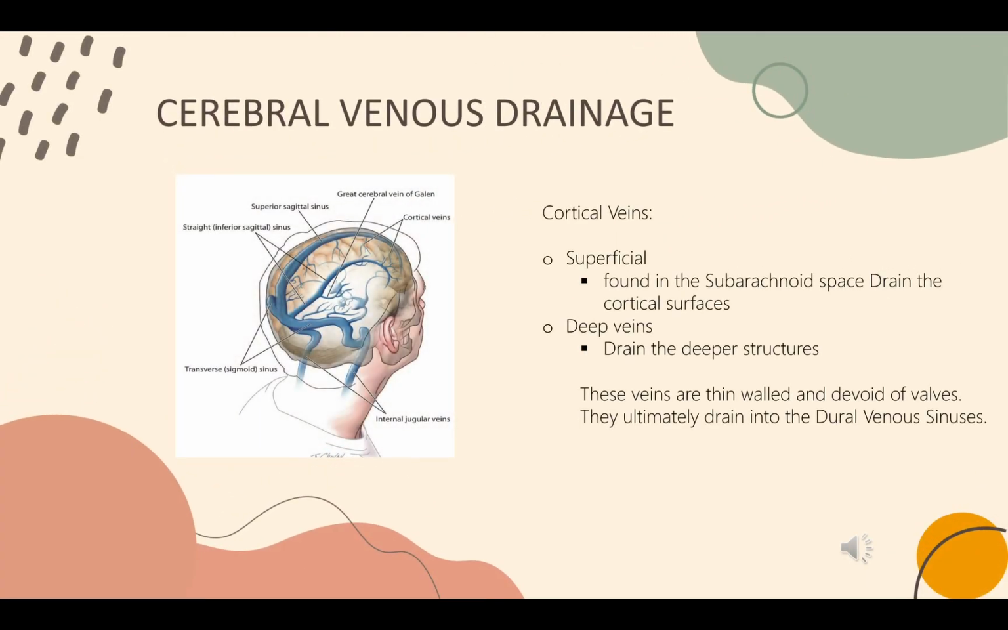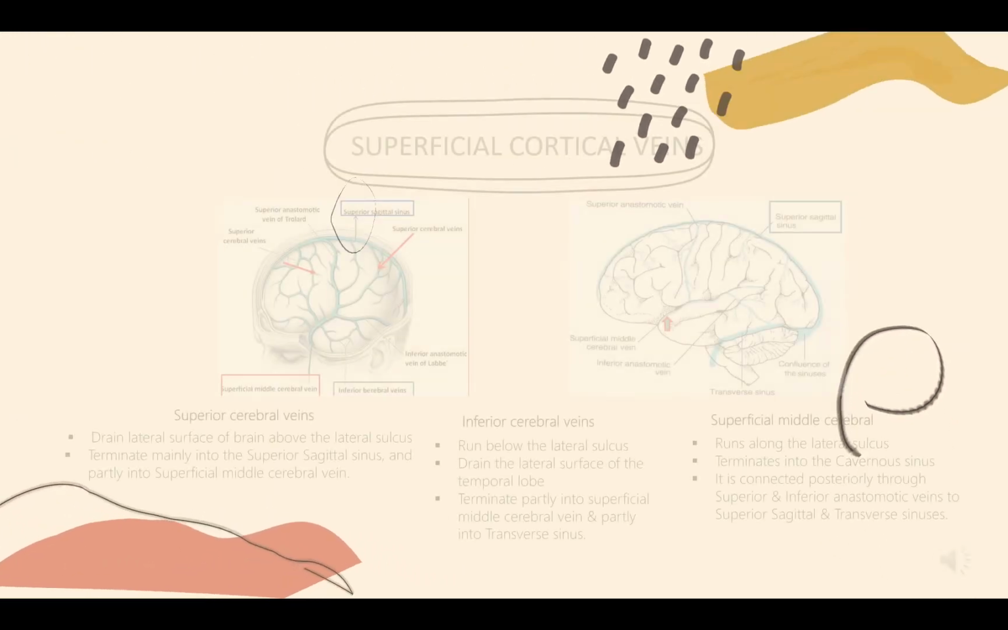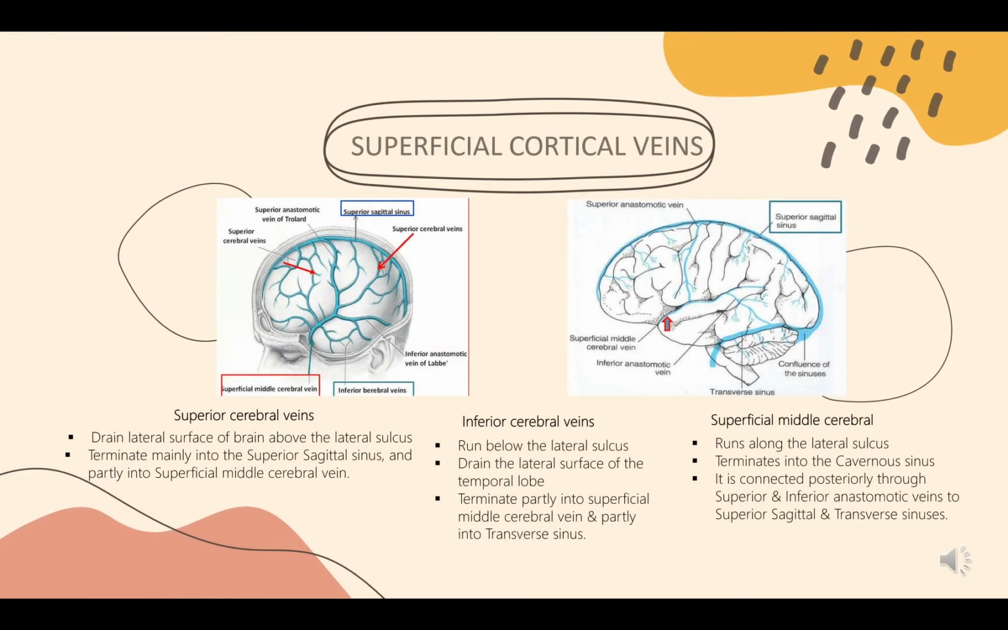Cerebral venous drainage, which includes superficial and deep veins. Superficial cortical veins are divided into three parts. First, superior cerebral veins. Second, inferior cerebral veins. And the third one is superficial middle cerebral veins.